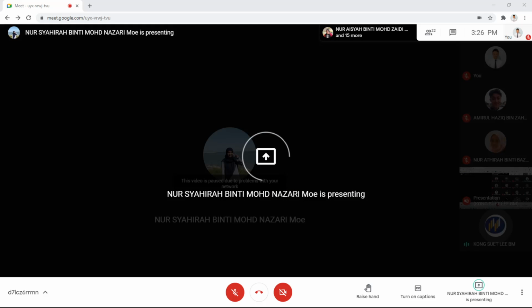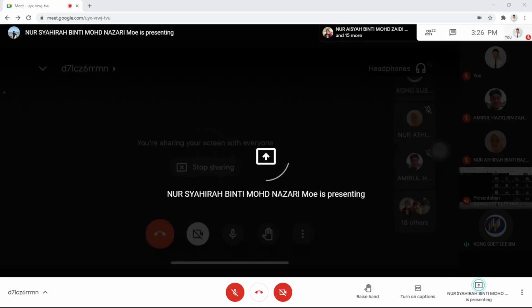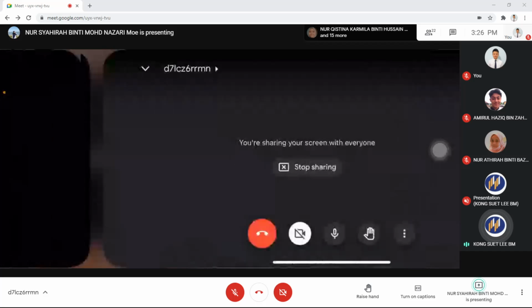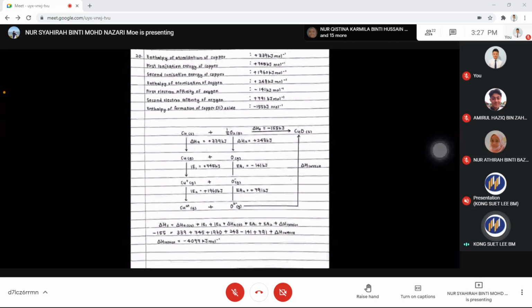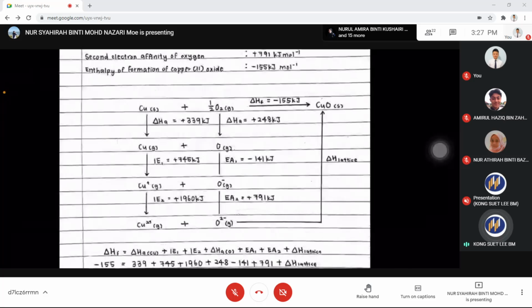Question 20, Madam semalam sudah cek jawapan dia. Rasa semua betul kot. So, dengar penerangan Nur Shahira. Okay. Kerja yang keras.